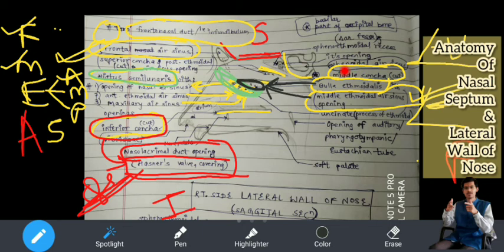I hope you have understood. Now we are talking about superior. I am using blue color now. Okay, superior concha. I have already shown. I will use blue color here. Okay, superior concha. ये superior concha है.